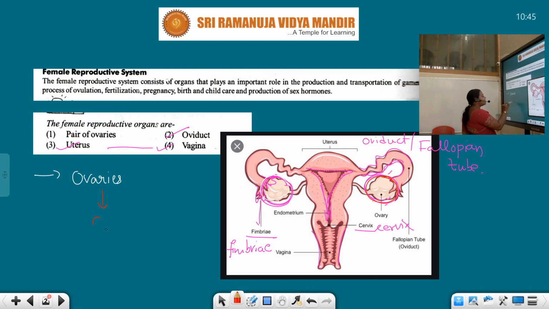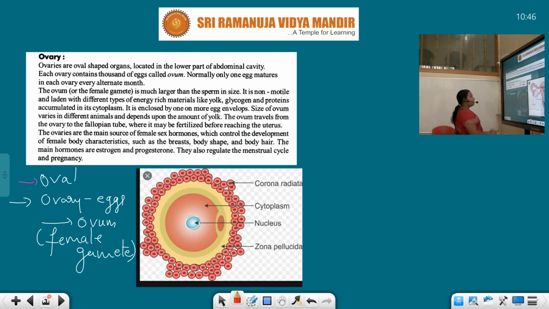These ovaries release ovum by the process of ovulation. The release of ovum by the ovaries is ovulation. See, students, they release the ovum into the fallopian tube or oviduct, and the ovum travels from the ovary to the fallopian tube where it may be fertilized before reaching the uterus.